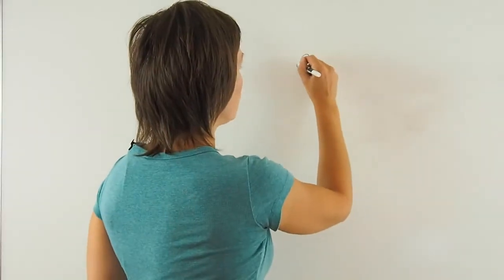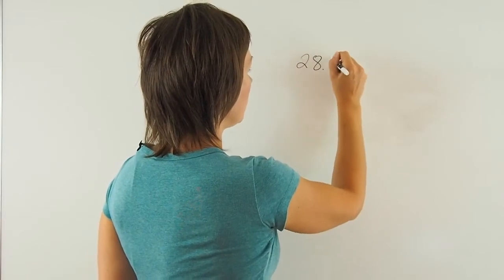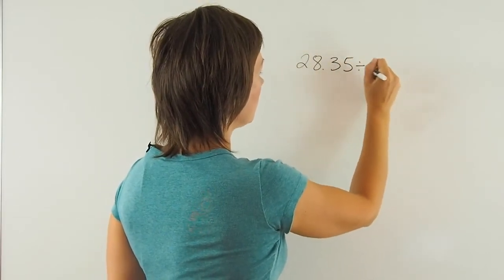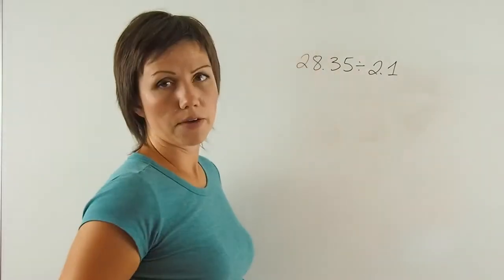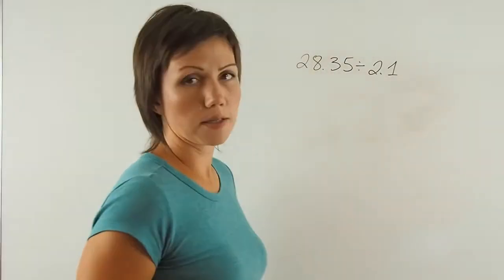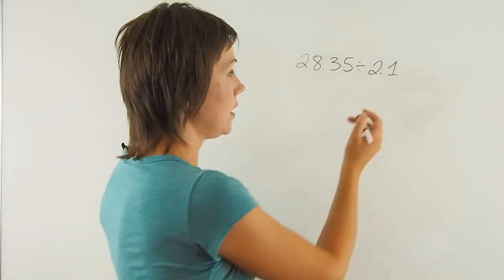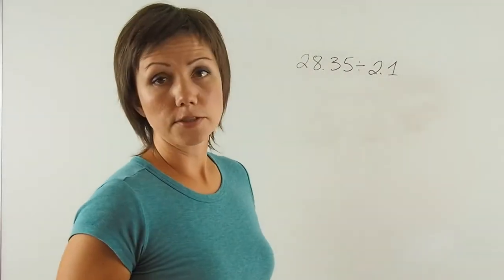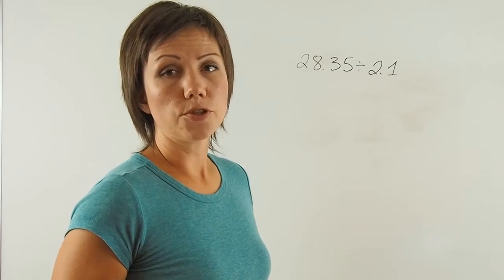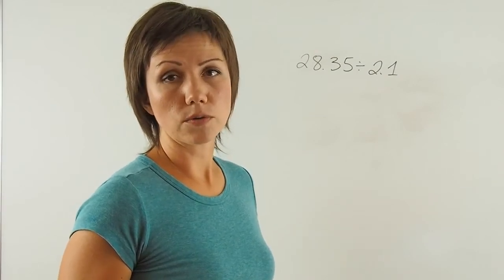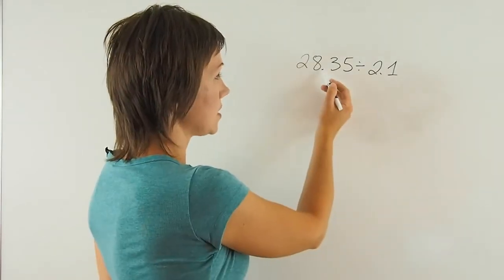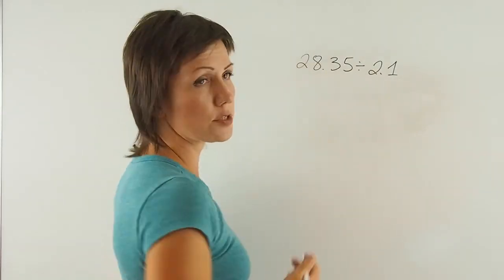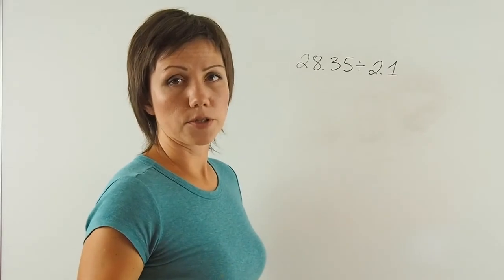Now let's divide two numbers, 28.35 by 2.1. So 28 wholes 35 hundredths by 2 wholes and 1 tenth. When I want to divide by another decimal, I need to turn that decimal into a whole number. And if I do that, I need to move the decimal point in both numbers the same amount of places.